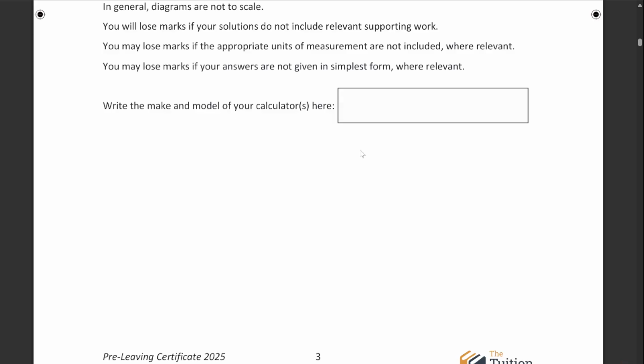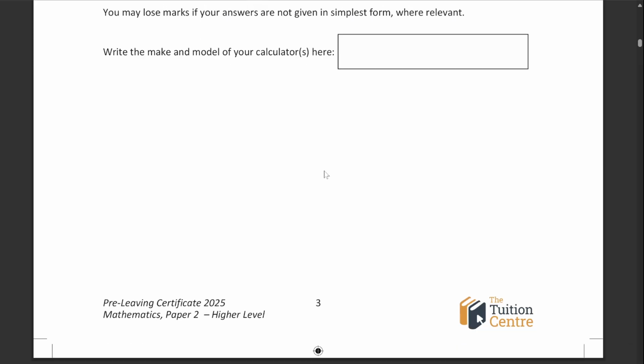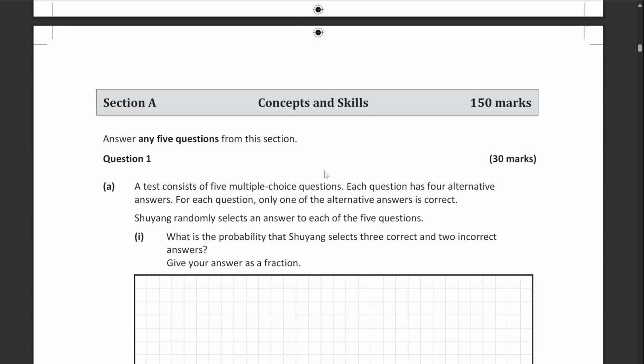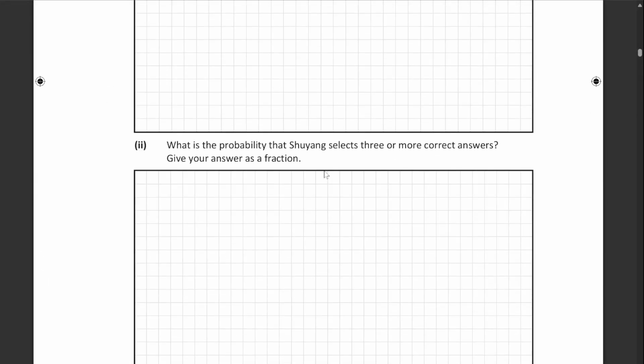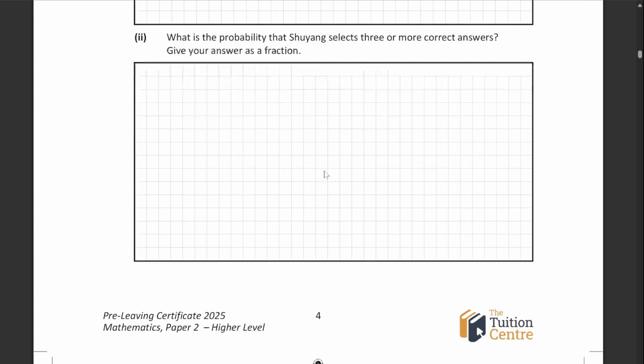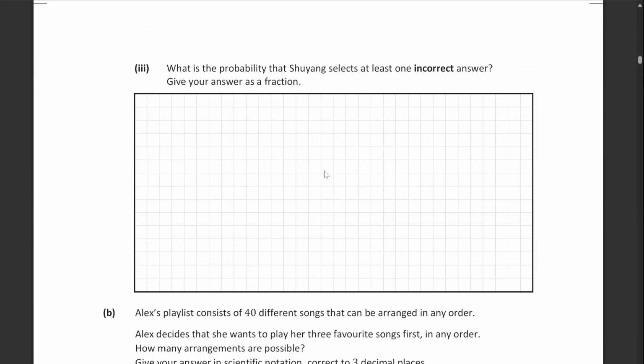Right, let's go see if they made a better Section A here. Okay, test consists of 5 questions, 4 choices. Yeah, I mean, okay enough. Question 1. Probability selects 3 or more. Yep, that's okay. Selects at least 1 incorrect. Yeah, students should be pretty well versed that at least 1 is 1 minus the probability of it not happening, because it either happens or it doesn't.